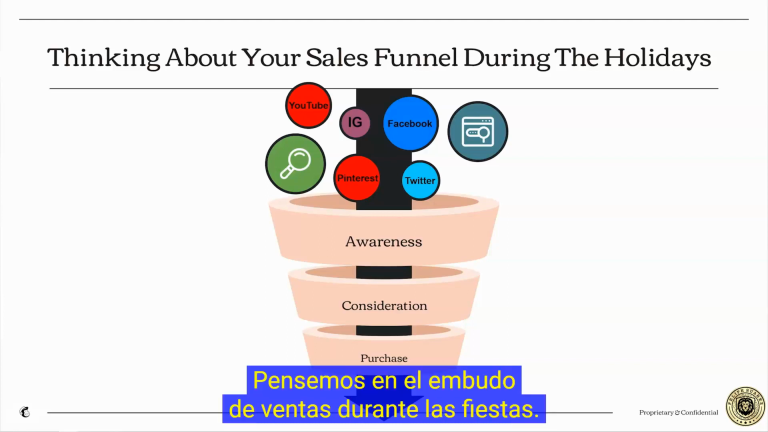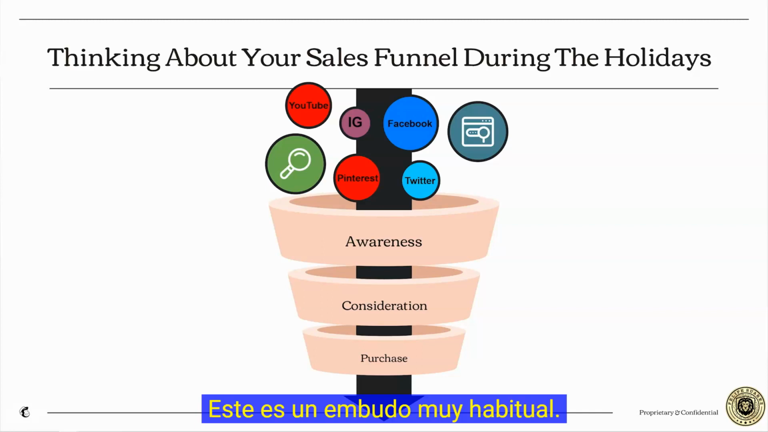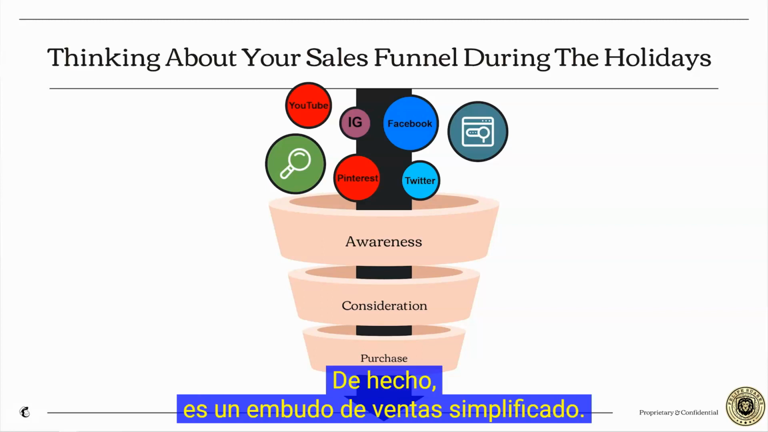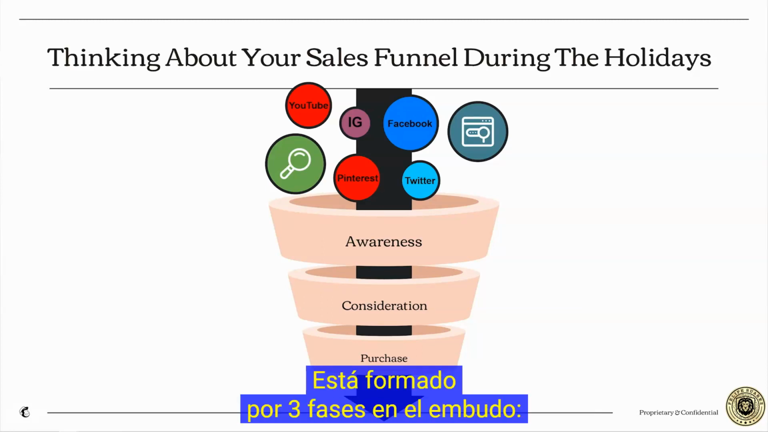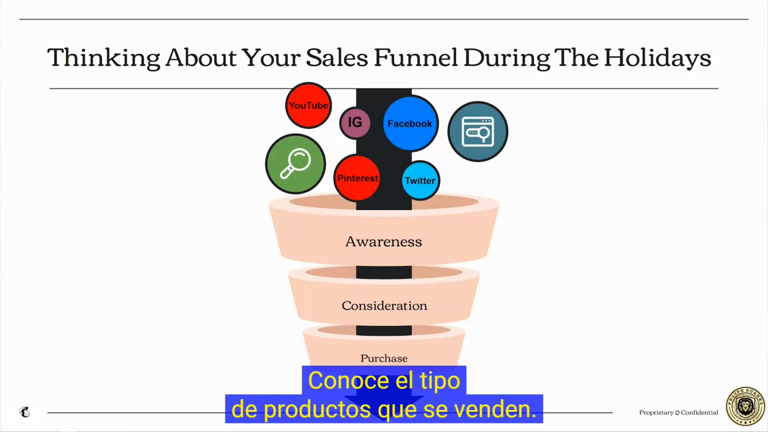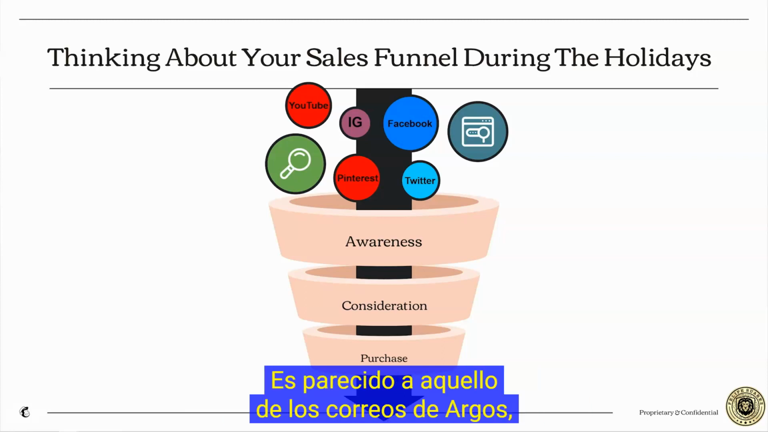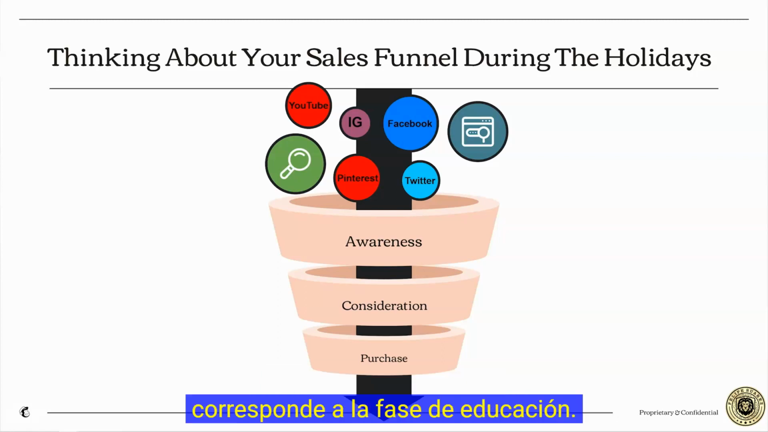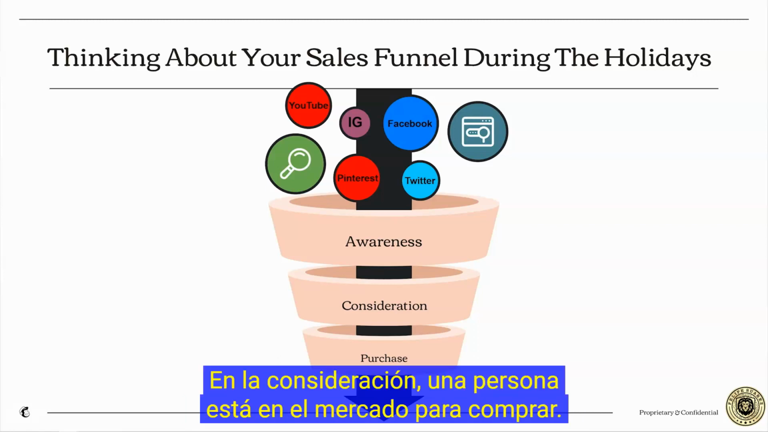Okay, so let's dig in. Thinking about your sales funnel during the holidays. This is a very standard sales funnel. In fact, it's a very simplified sales funnel. It's comprised of 3 phases in the funnel: awareness, consideration, and purchase. So awareness is when the person is learning about your brand. They're learning about the types of products that you sell. Think about Argos's emails, they're falling in that phase of nurture.